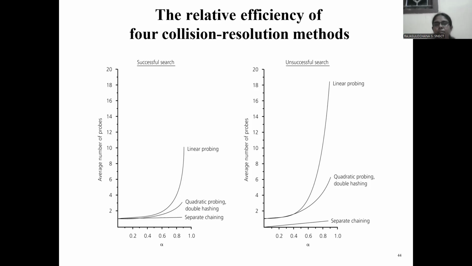This graph shows the relative efficiency of the collision resolution methods for both successful as well as unsuccessful search. The four methods are separate chaining, linear probing, quadratic probing, and double hashing. The average number of probes is higher for linear probing in both cases, but in the case of unsuccessful search it is quite high.